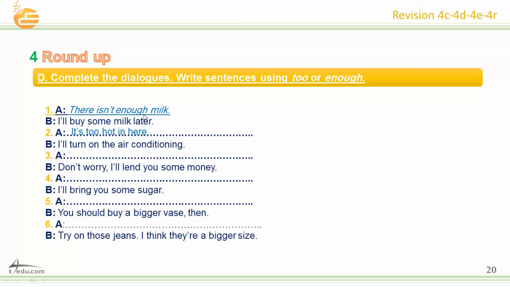There isn't enough milk. And number 2, it is too hot in here. 3, I don't have enough money. 4, this coffee is too bitter. 5, this vase isn't big enough. 6, these jeans are too small.